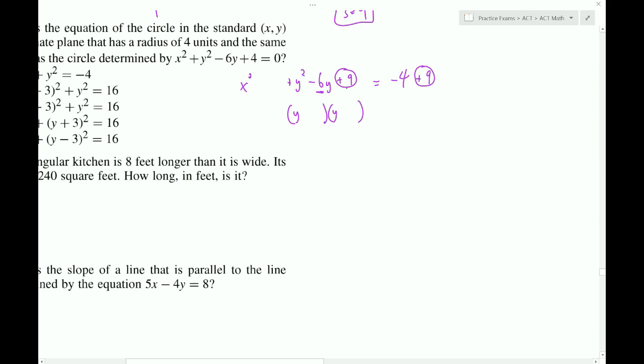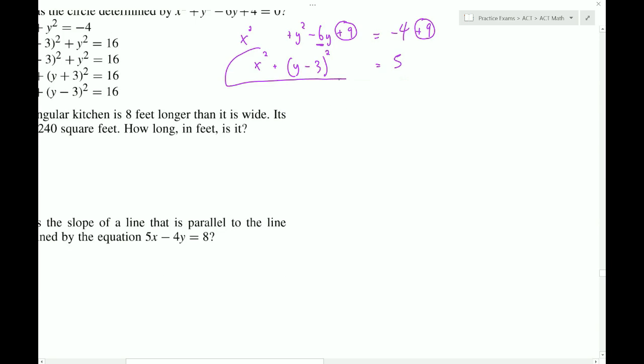So y, we have same negative, so minus minus, and then factors of 9 would be 3 and 3, right? That combined up to minus 6. Now 9 minus 4 is 5, right? So this can be rewritten as a square, seeing as it's the same thing times itself. All right. Now we're in standard form for the equation of a circle.